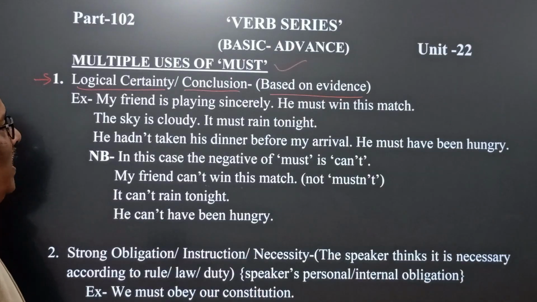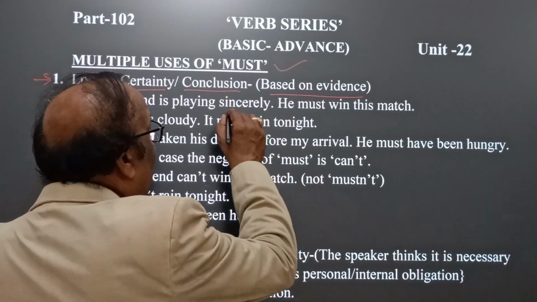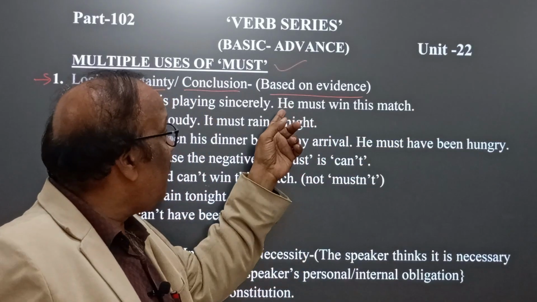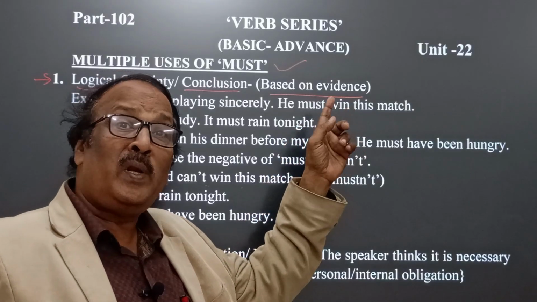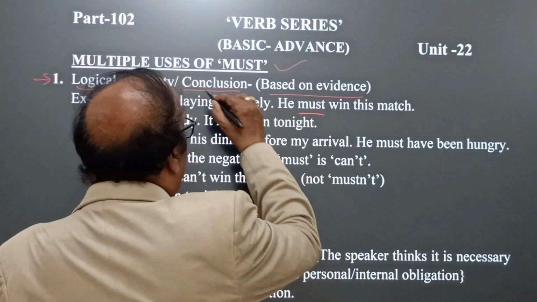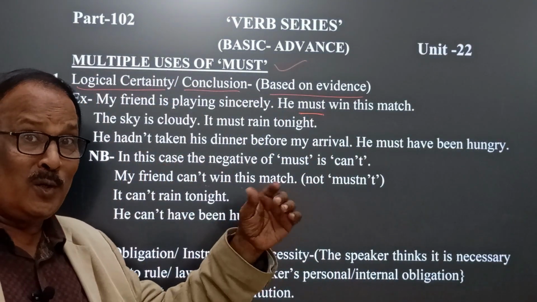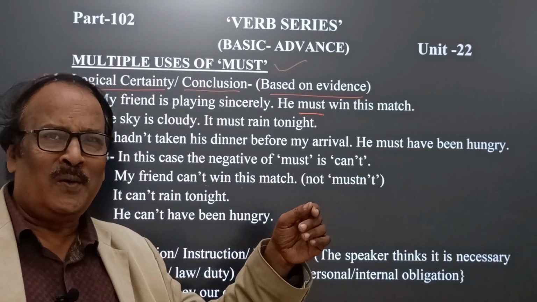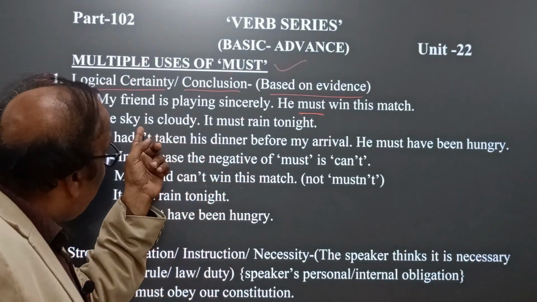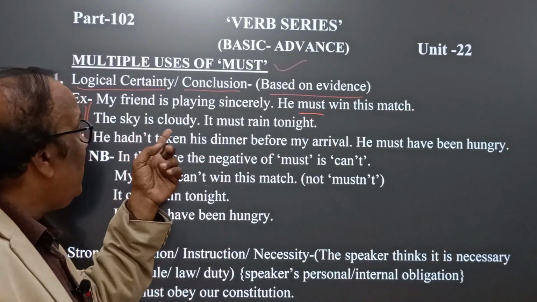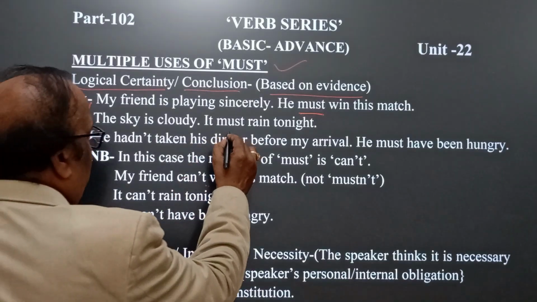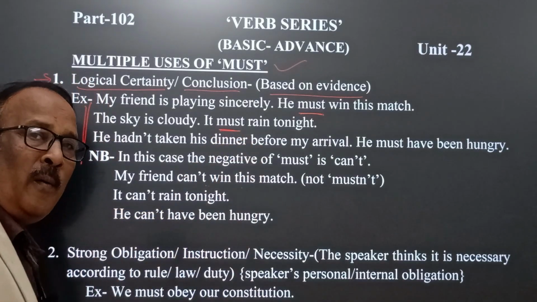How? My friend is playing sincerely. This is the evidence. Basing on this evidence, we can say he must win this match. Here, the speaker is sure that his friend will definitely win the match. Must indicates here certainty or conclusion of his assumption. Okay, the sky is cloudy. This is external evidence. Basing on this evidence, the speaker is sure of rain tonight. Here must indicates certainty of action.